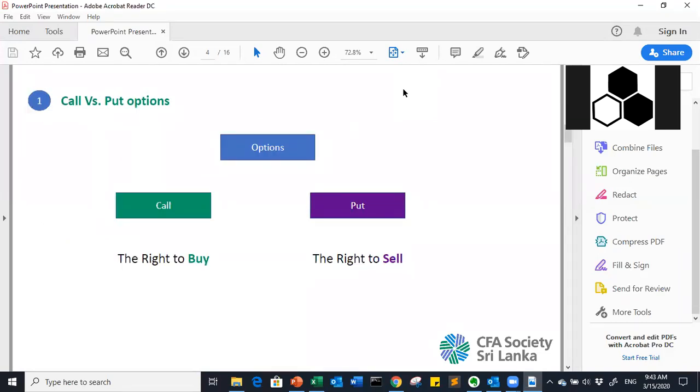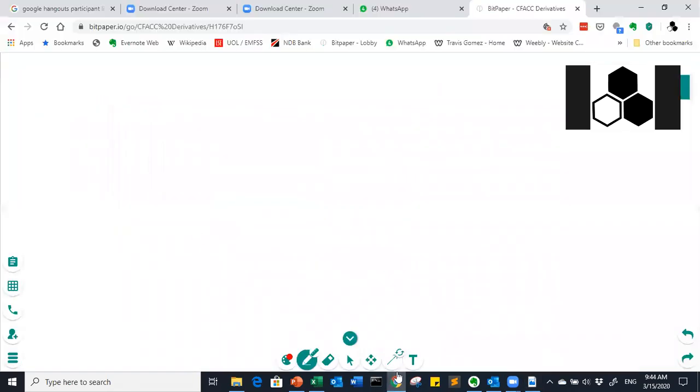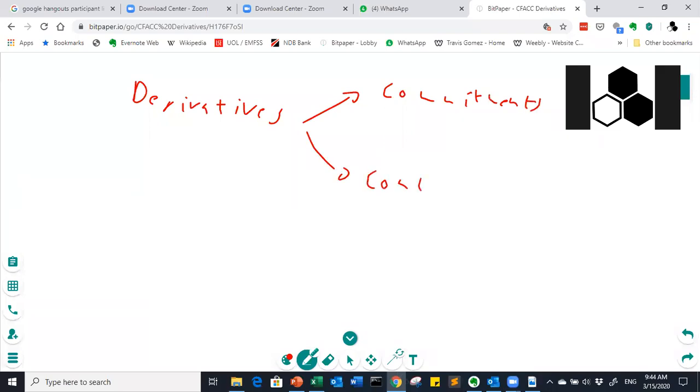The first thing that confuses a lot of people, even before coming to this, at a fundamental level, is the difference between options and the other type of derivatives. So we know that when it comes to derivatives, we have two types: the things which are commitments and the things which are contingent claims.